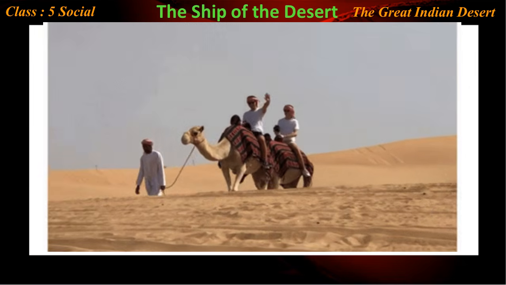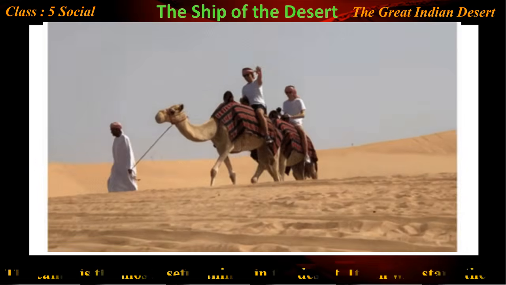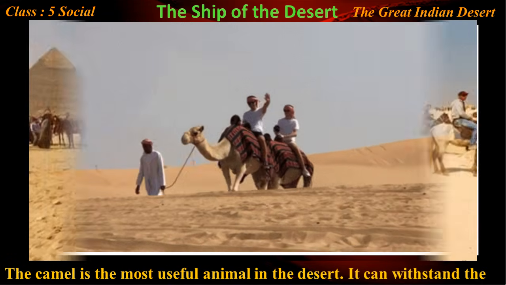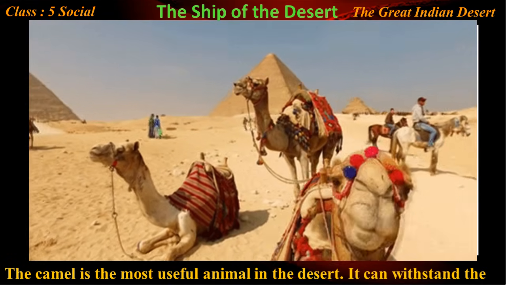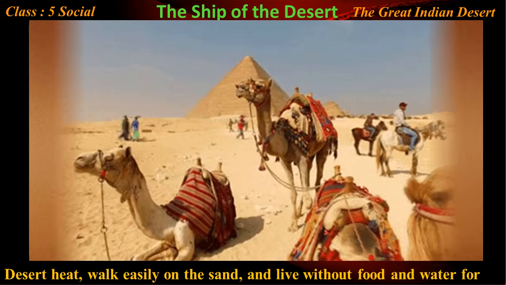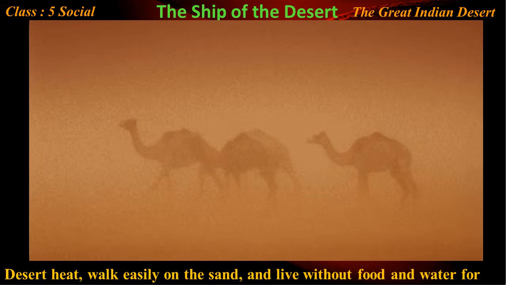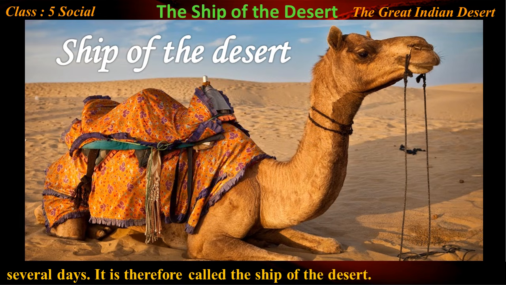The ship of the desert. The camel is the most useful animal in the desert. It can withstand the desert heat, walk easily on the sand and live without food and water for several days. It is therefore called the ship of the desert.